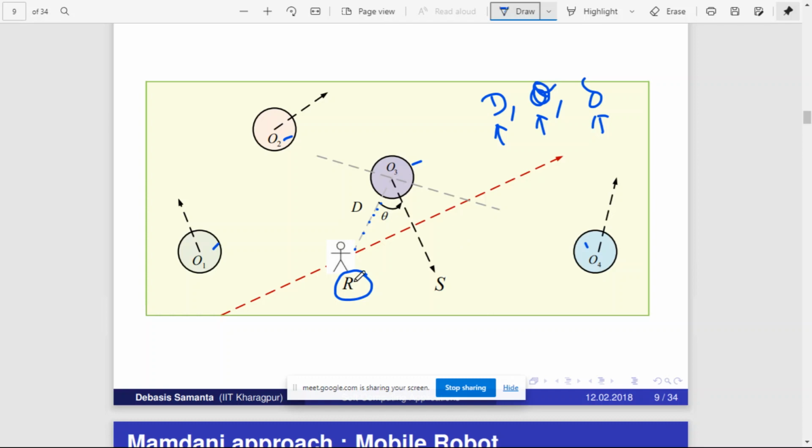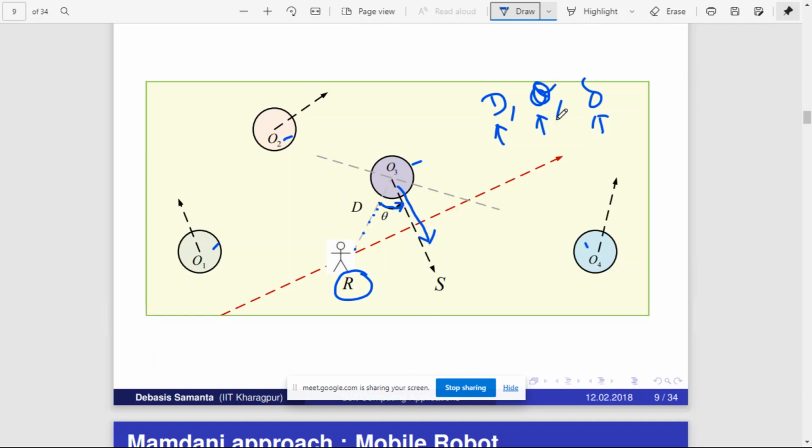And theta is the angle between the object and the robot. Okay, so the object is moving in this direction, right? And the distance between the robot and the object is this. So this angle is nothing but theta. Okay. Now what is delta?